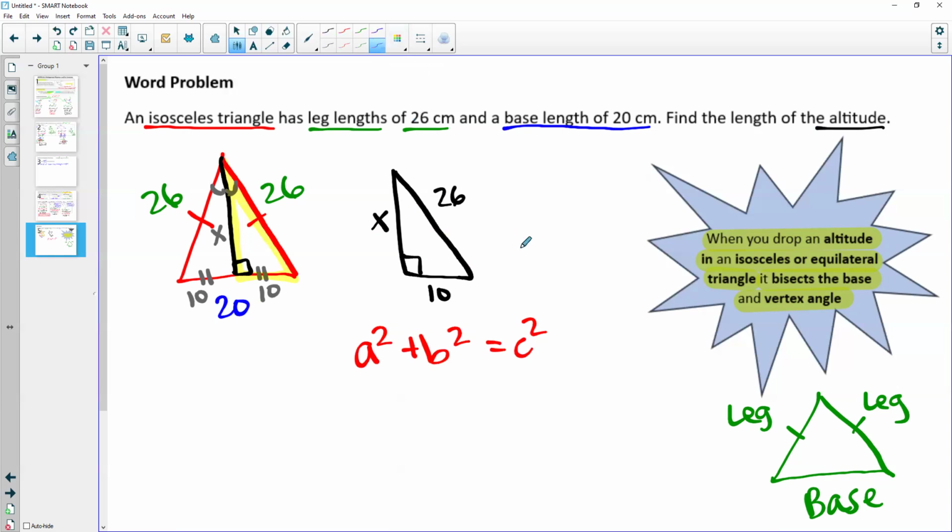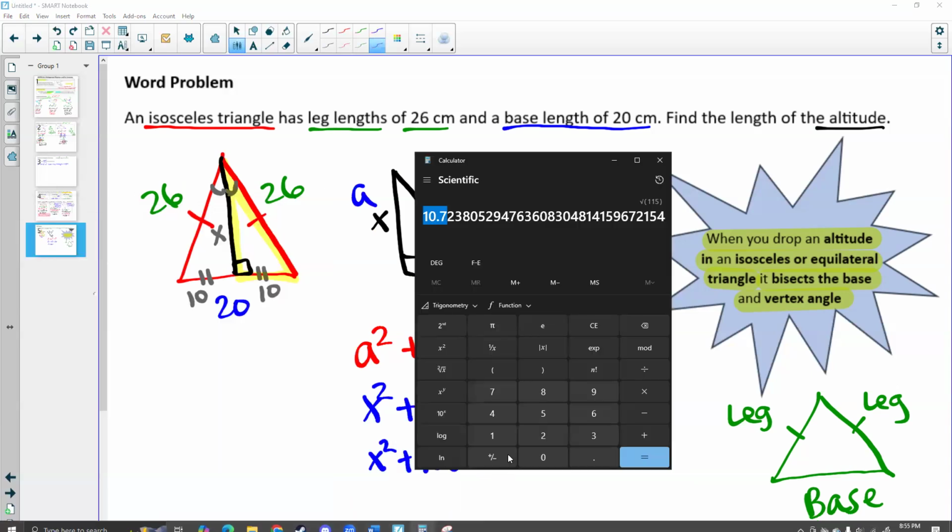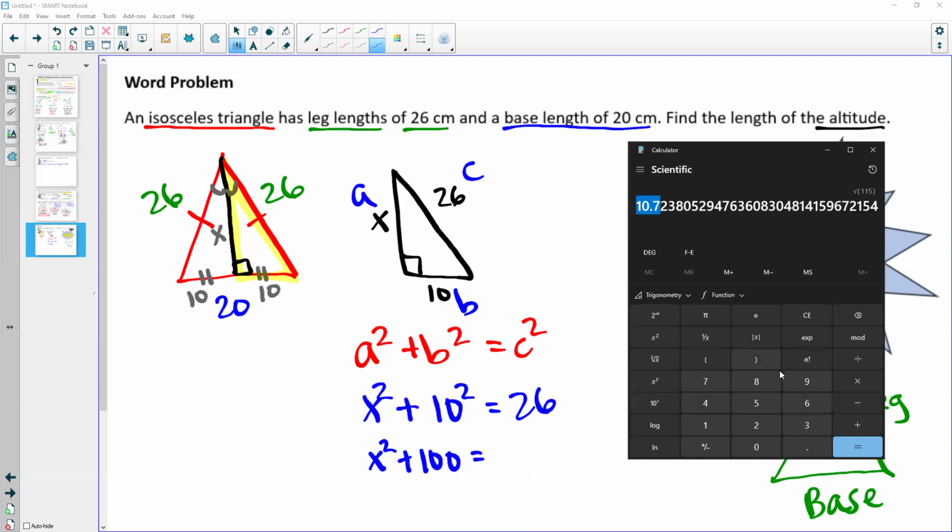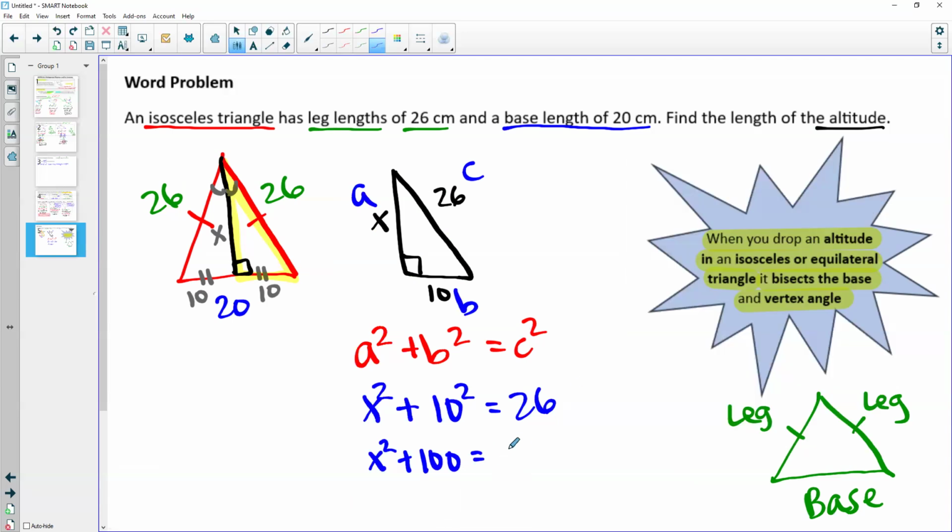The only thing I need to make sure I label carefully is my c. C is the hypotenuse. My hypotenuse is across the 90, so that tells me the 26 is my hypotenuse. That has to be c. We'll make x a, and we'll make the 10 b. So if I plug this in now, I'm looking at x squared plus 10 squared is equal to 26 squared. On the left, we have x squared plus 10 squared. 10 squared is 100. That's equal to 26 squared, which I'm not sure off the top of my head. I think it's 676, but I could be wrong. 26 squared is 676. Okay, just making sure. So we got 676 here.